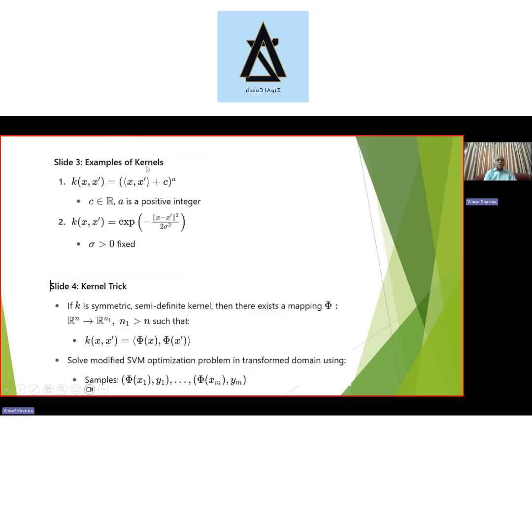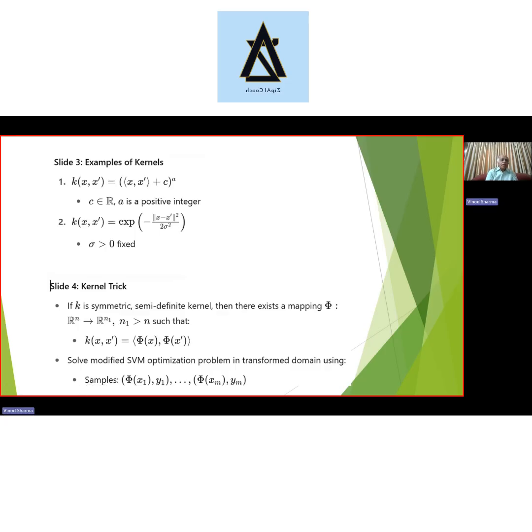Then this is the Gaussian kernel, where k(x, x prime) is exponential of minus norm of x minus x prime squared. The norm again here will be taken as the L2 norm, divided by 2 sigma square, where sigma greater than 0 is fixed. So this is the Gaussian function. That's why this is called the Gaussian kernel. And these are two examples of commonly used kernels.